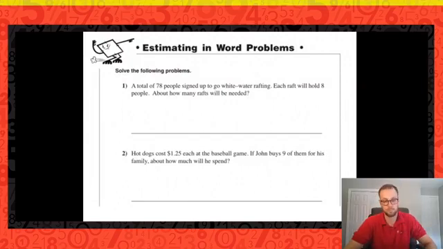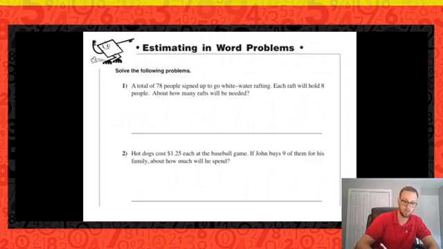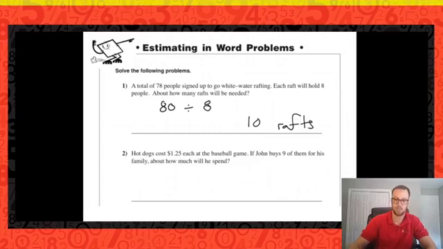Let's do a couple more. A total of 78 people have signed up to go whitewater rafting. Each raft holds 8 people. How many rafts will be needed? We can round 78 up to 80. And in this case, we'll go ahead and leave our raft capacity. Each raft can hold 8 people. We'll leave that be. How many 8s are inside 80? How many rafts do we need? We need about 10 rafts. Nice job.